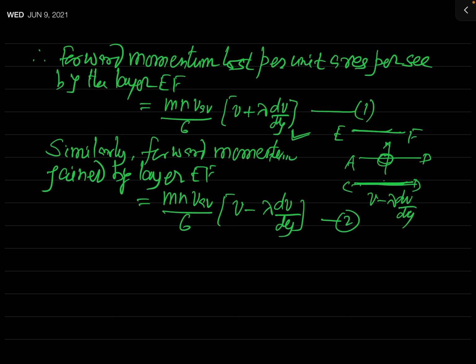This is the momentum lost per unit area per unit time by the layer EF, and at the same time this layer EF also gains this much momentum per second per unit area. But you can see due to this plus sign, the lost momentum per unit area per second by layer EF is greater than the gained momentum. So as a whole there will be a loss of momentum by the layer EF. So what will be the net loss, the actual loss? We can easily find it.